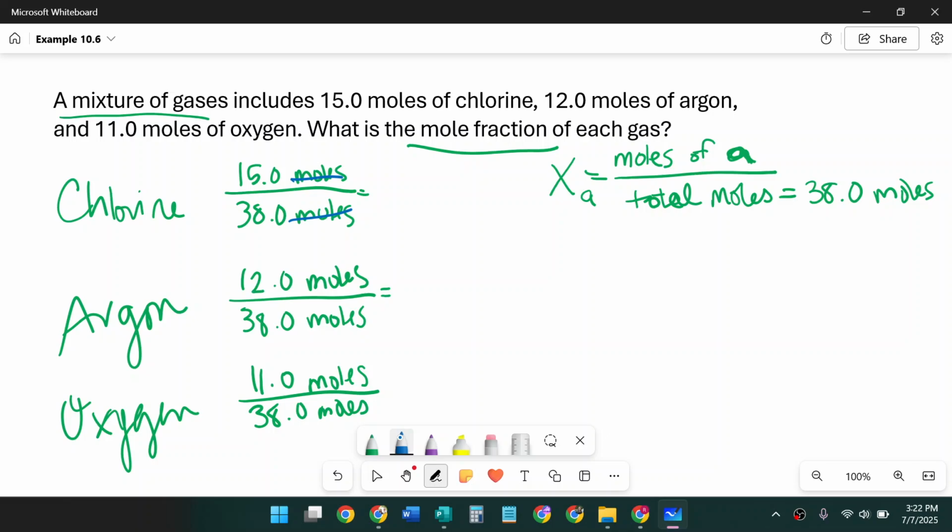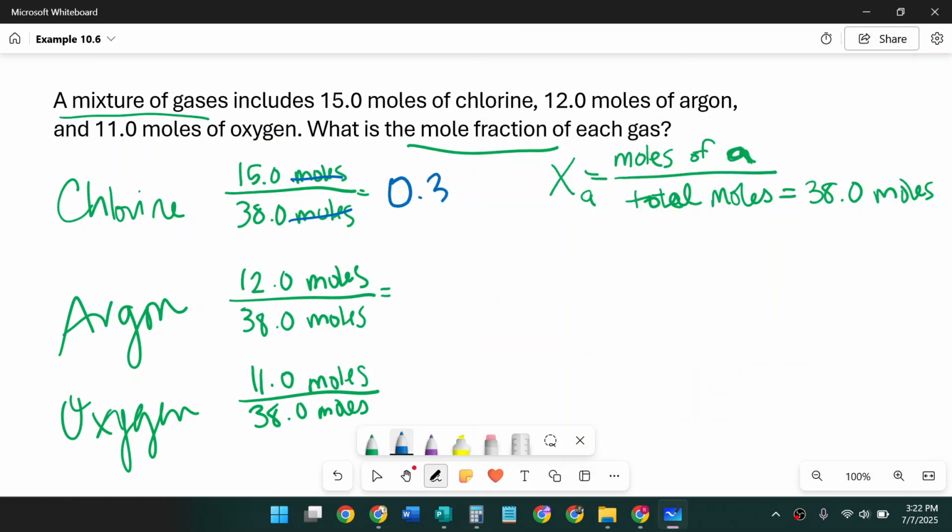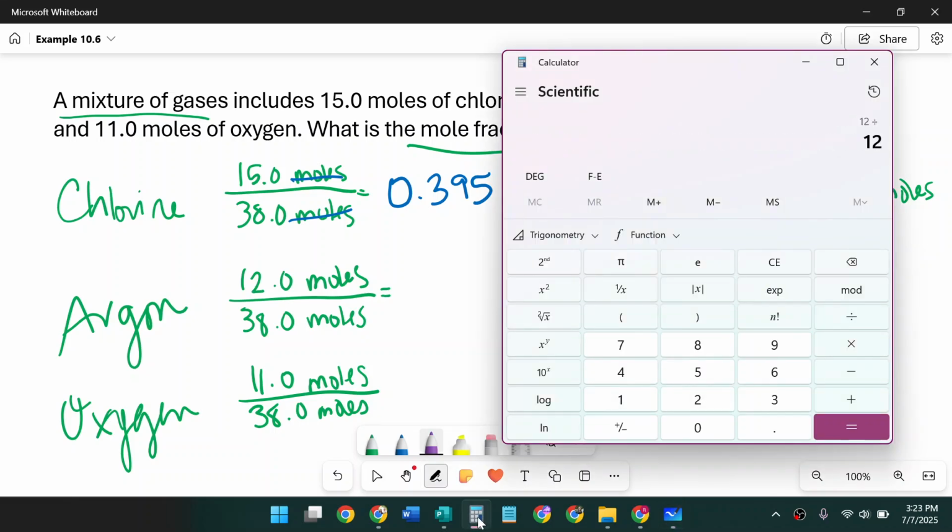So the moles cancel out, and what we're left with is basically a fraction of what portion of this gas is chlorine, what portion of this gas is argon, what portion of this gas is oxygen. So 15 divided by 38. We can only keep three significant digits, so that'll be 0.395. And the way we would say that is X of chlorine equals 0.395. All right, and then our next one is 12, so 12 over 38.